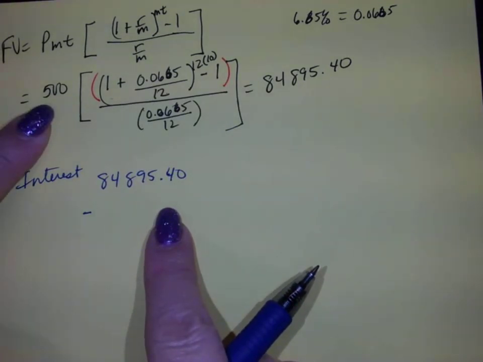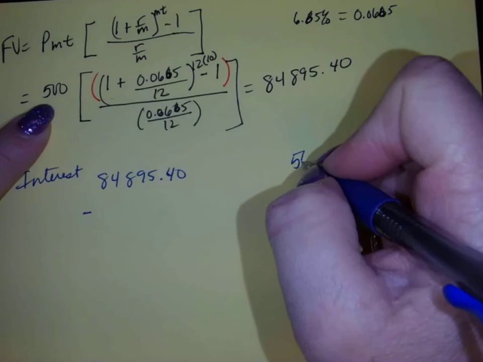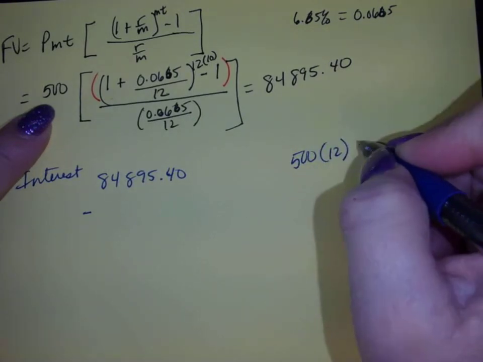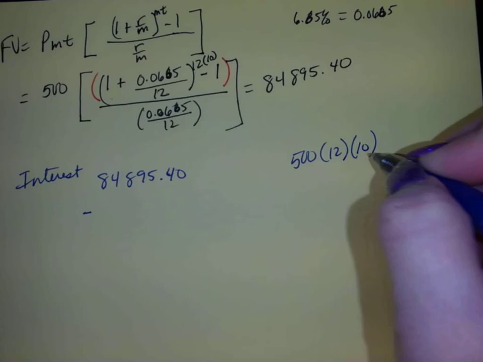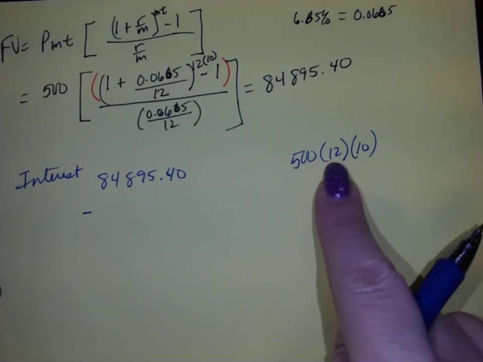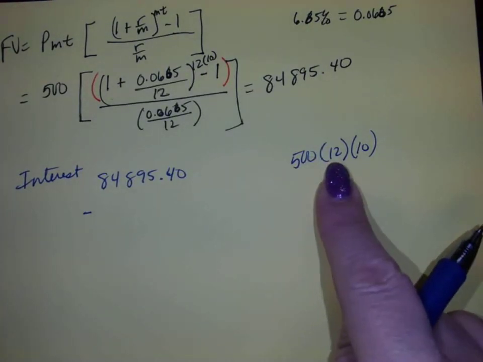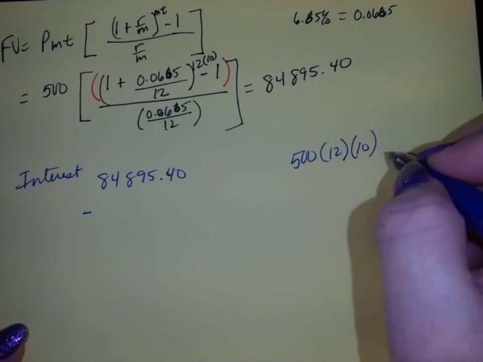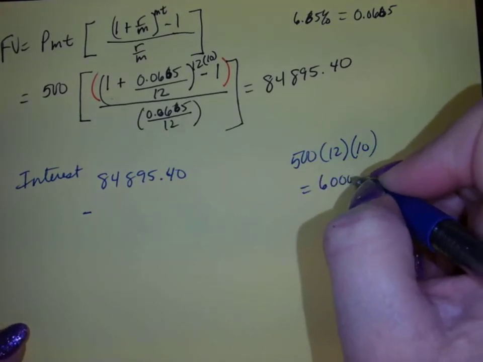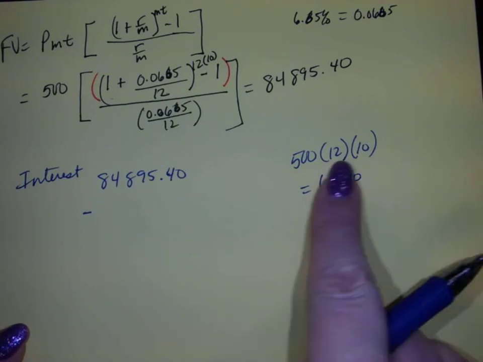Well, we made 500 payments. We made them monthly, and we made them for 10 years. So if we multiply 500 times 12 months of payments for 10 years, we will get $60,000 is how much we paid in.